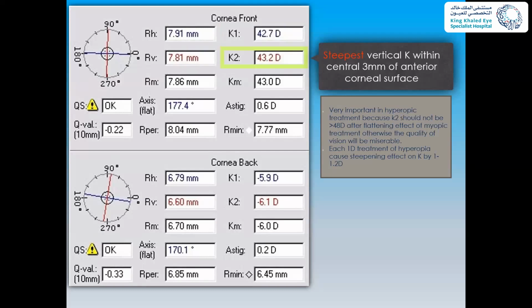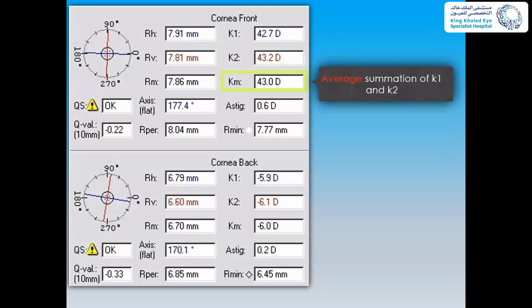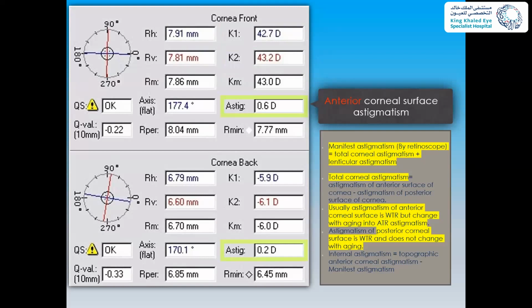And this is important: it must not go more than 48 in case we are treating a hyperopic patient. Each one diopter of hyperopia treatment will steepen the cornea, or K2, by 1 to 1.2 diopters. K mean is the average between K1 and K2, and astigmatism is again the difference between K1 and K2.